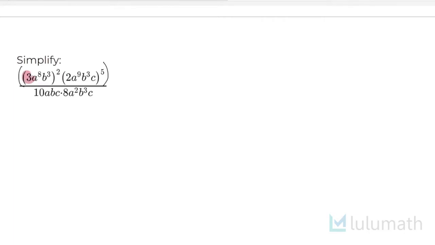So here I have 3a to the power of 8, b to the power of 3, all raised to the power of 2. What this is saying is I have to do 3 to the power of 2, and then a to the power of 8 is raised to the power of 2. When we have a power to a power, we always multiply our exponents. So 8 times 2 is 16. And then we have b to the power of 3 raised to the power of 2. Again, power to a power, we multiply our exponents. So 3 times 2 is 6.